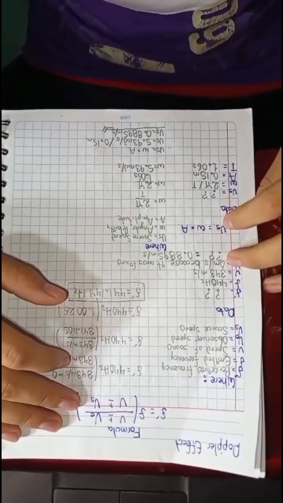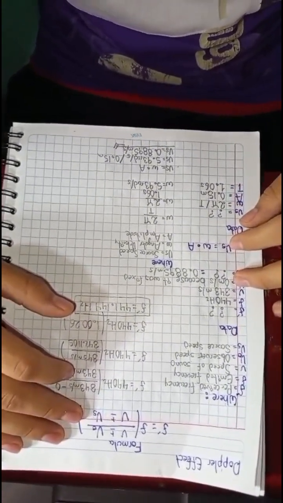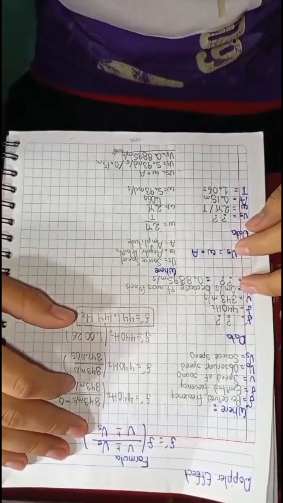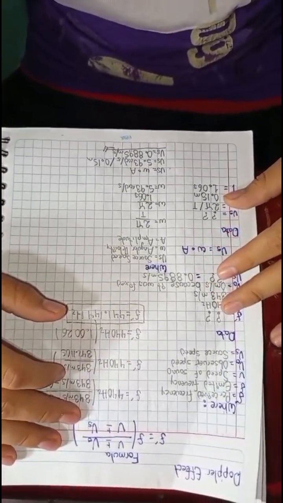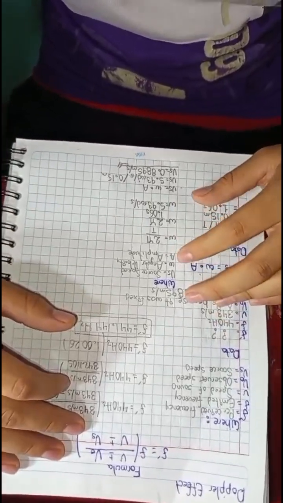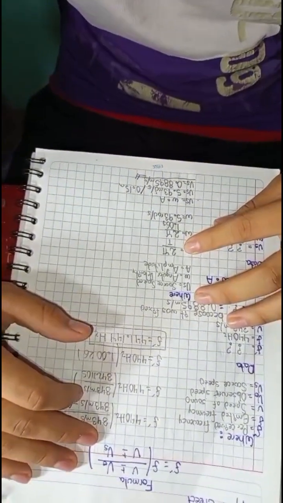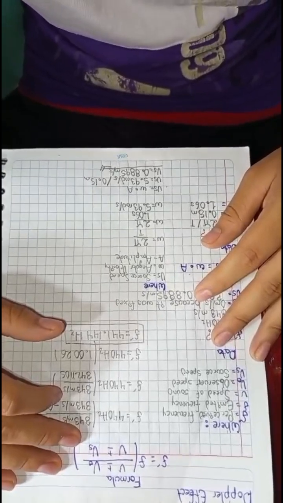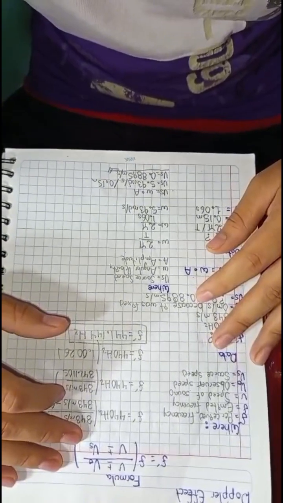Since we are using the pendulum, we need to know the period, which is the time it takes to complete one full oscillation. In this case, the average period was 1.06 seconds. With the period, we calculate the angular velocity. We use the formula: angular velocity equals 2π divided by the period, that is 2 times 3.14 divided by 1.06, and the result is approximately 5.9 radians per second.